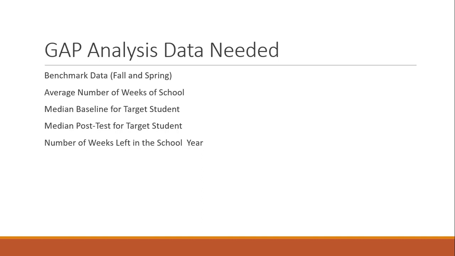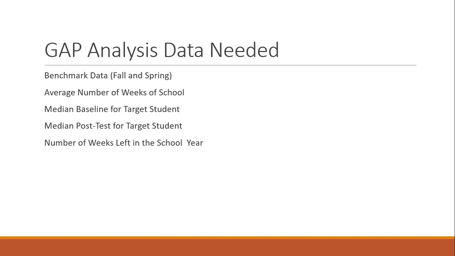You just need to know the number of the weeks of the intervention if you're going to use typical peer data. Median baseline for the target student, median post-test for the target student. So you should always have 3 data points before the student even starts the intervention and 3 data points after the intervention is over. Not the last 3 data points of the intervention, 3 data points after the intervention is over. From those, you're going to use the median score.